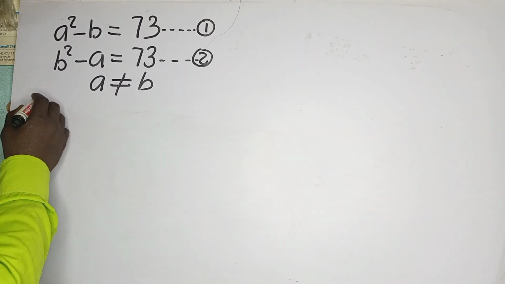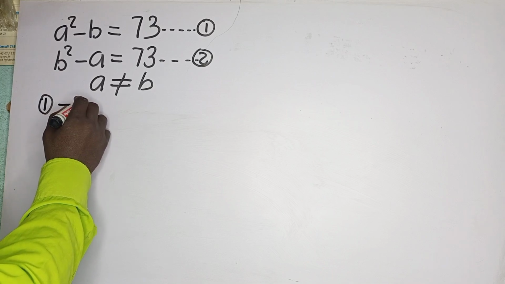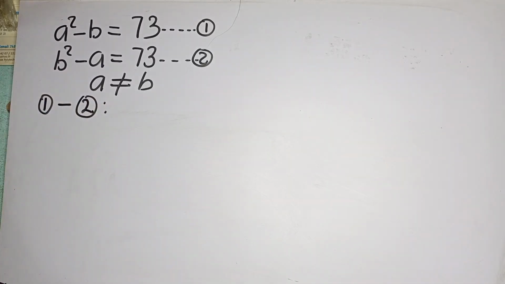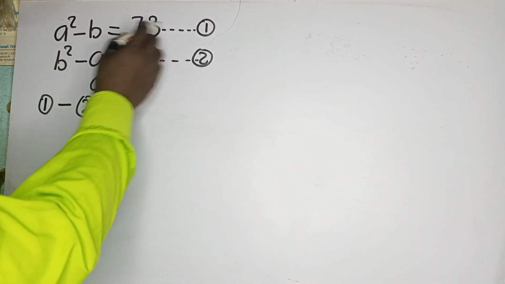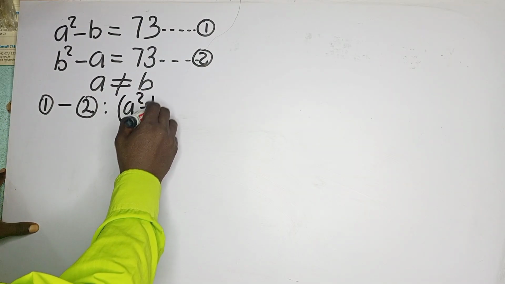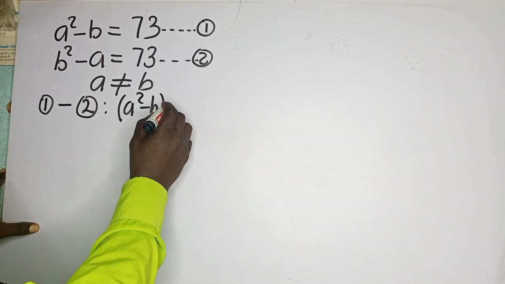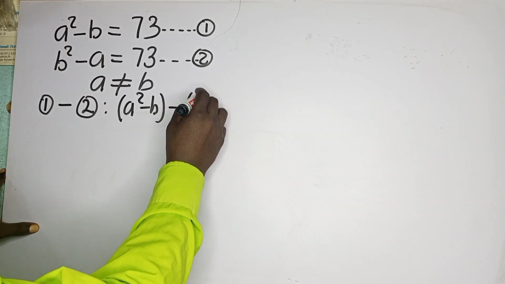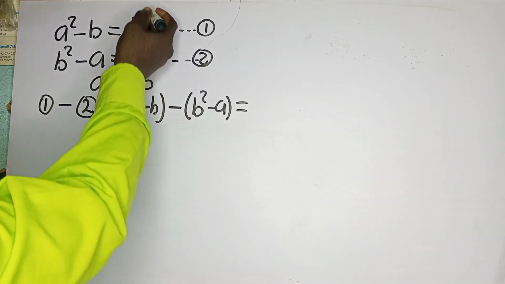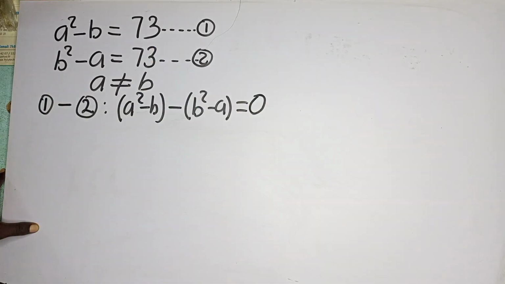So the first thing that we want to do is to find this difference. Equation 1 minus equation 2. All right, this is equation 1, this is equation 2. So we're going to get a squared minus b for the left-hand side here, minus this other left-hand side, minus b squared minus a is equal to, we'll now do the subtraction on the right-hand side. 73 minus 73 is 0.